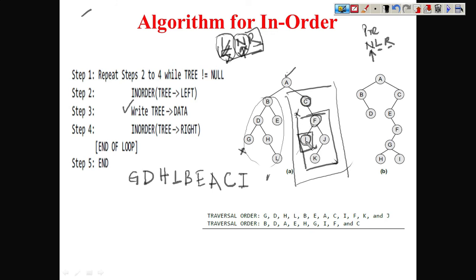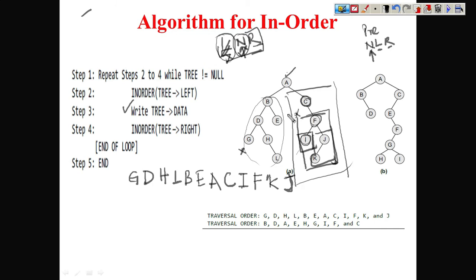So you have to look to the root node. So F, and then you go to the right subtree. In the right subtree, this is your right subtree. So this is your root node. You go to the left. This is K, and then J. So this is our answer: G D H L B E A C I F K J.